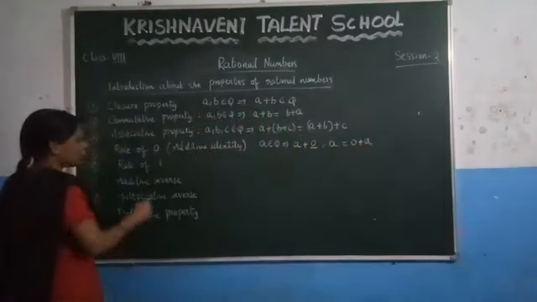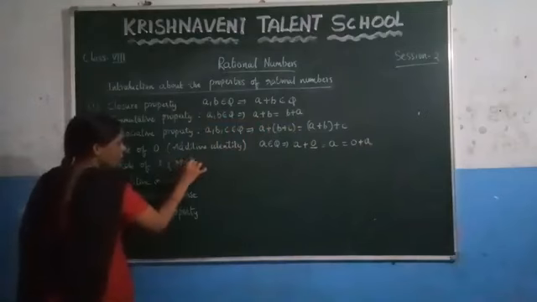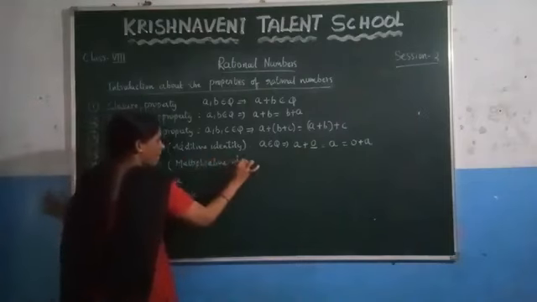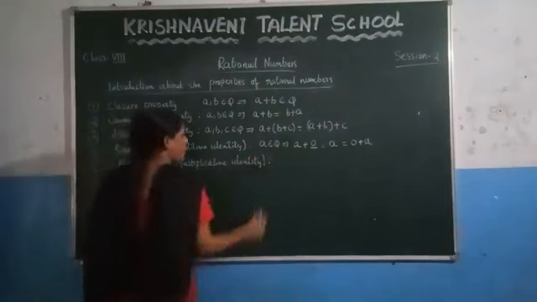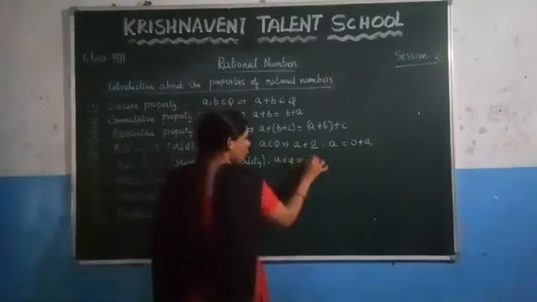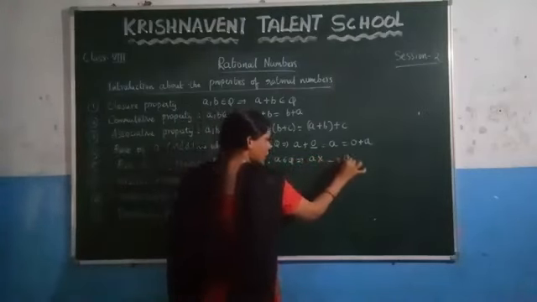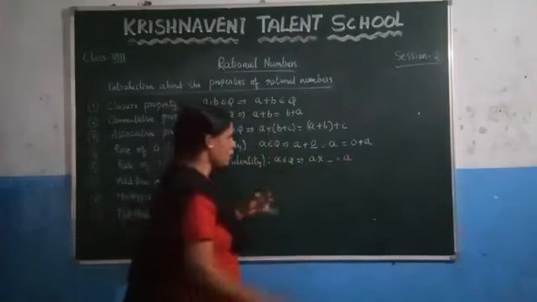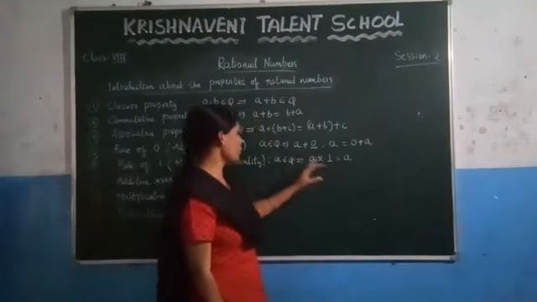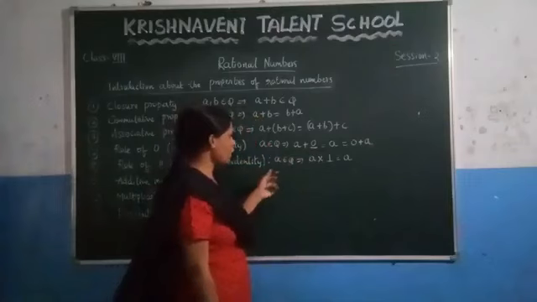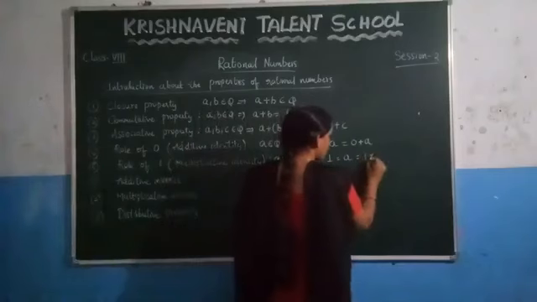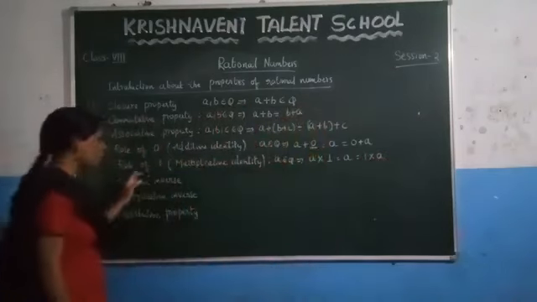And what is the next property? Role of 1. We call this one the multiplicative identity. Here, what this property says is, if you consider any rational number, you multiply by one number such that you get the same result. Which number do you have to multiply here? You have to multiply by 1. If you multiply by 1, you get the same result. That one we call the multiplicative identity. It states, if A belongs to Q, then A into 1 is equal to A. This one we can also write as 1 into A. That property we call the role of 1.